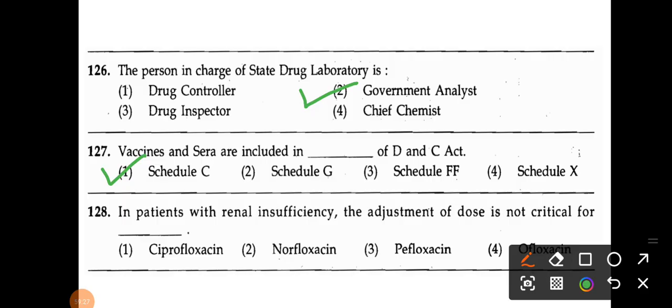The next one: in patients with renal insufficiency, the adjustment of dose is not critical for, okay, ciprofloxacin, norfloxacin, pefloxacin and ofloxacin. So these are the options. So the correct answer here is pefloxacin. Okay, so if the patient has renal insufficiency, the dose adjustment is not required in pefloxacin. Okay.